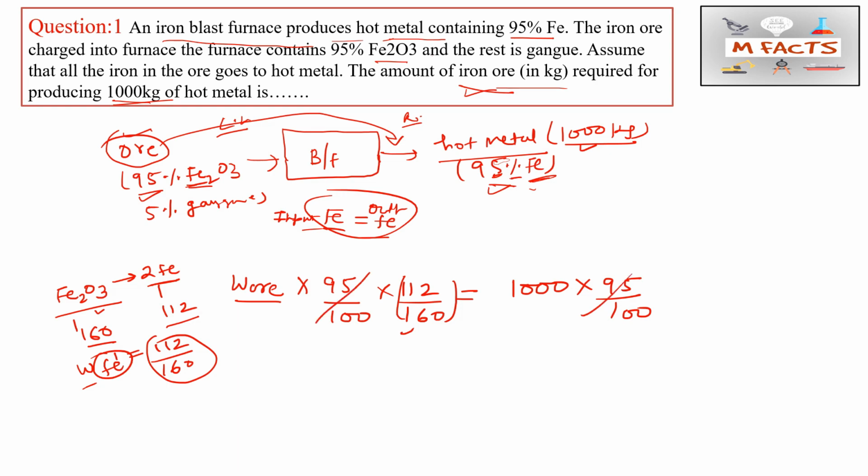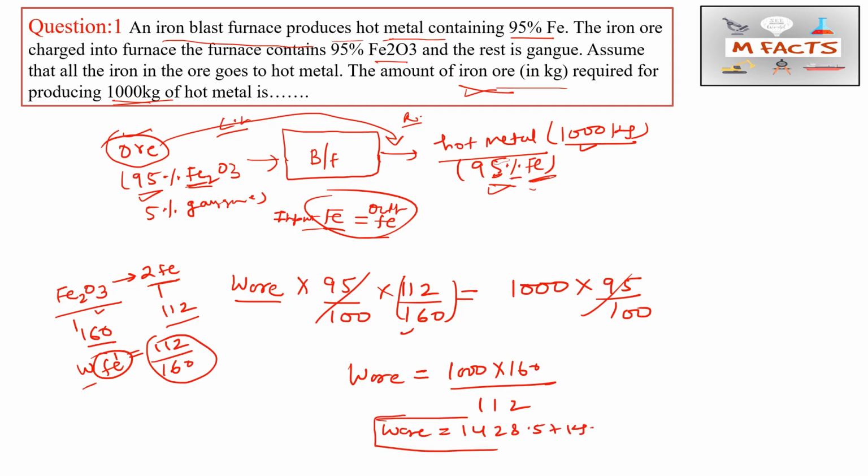This is the easiest question in this series, and I have taken this question from a previous year, maybe 2015. So we can easily find the weight of iron ore from here. So the weight of iron ore is 1428.57 kgs. Okay, so you can also find this answer. It is very easy. We need to draw the schematic diagram.